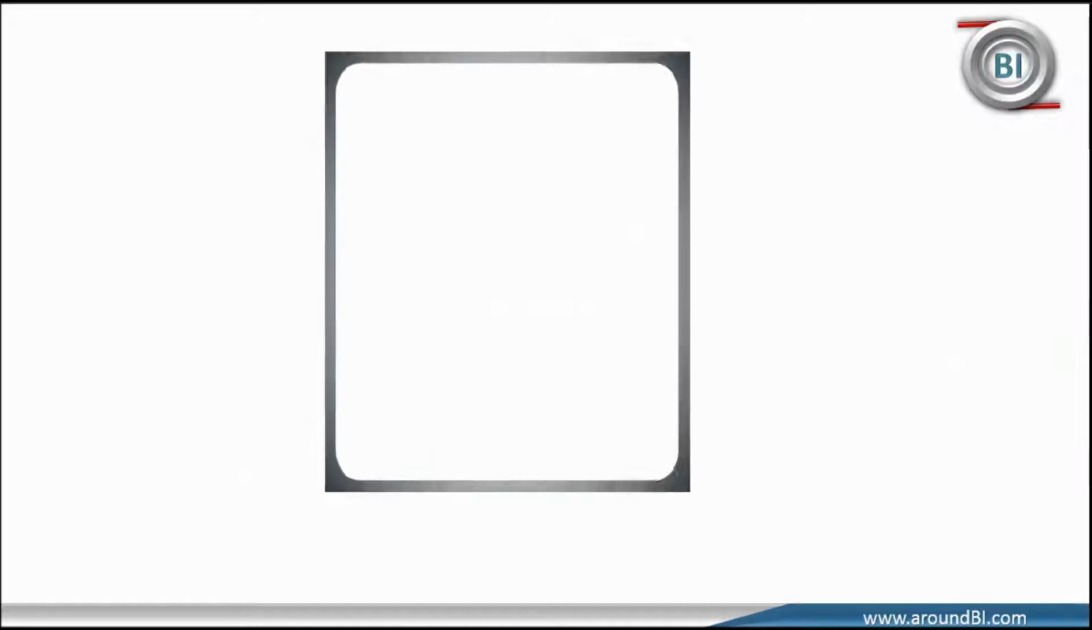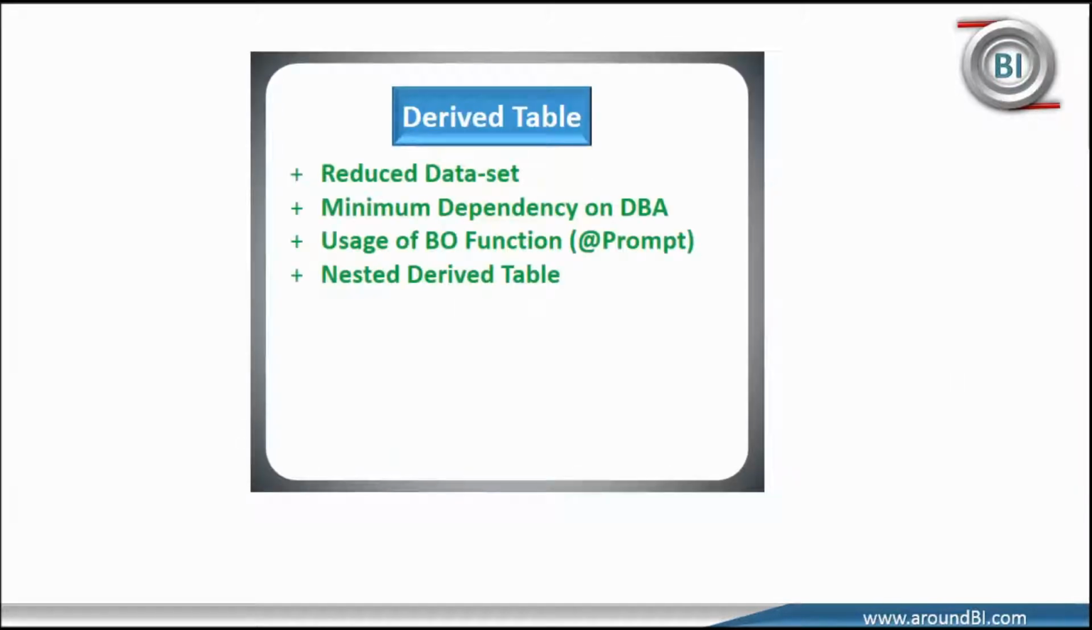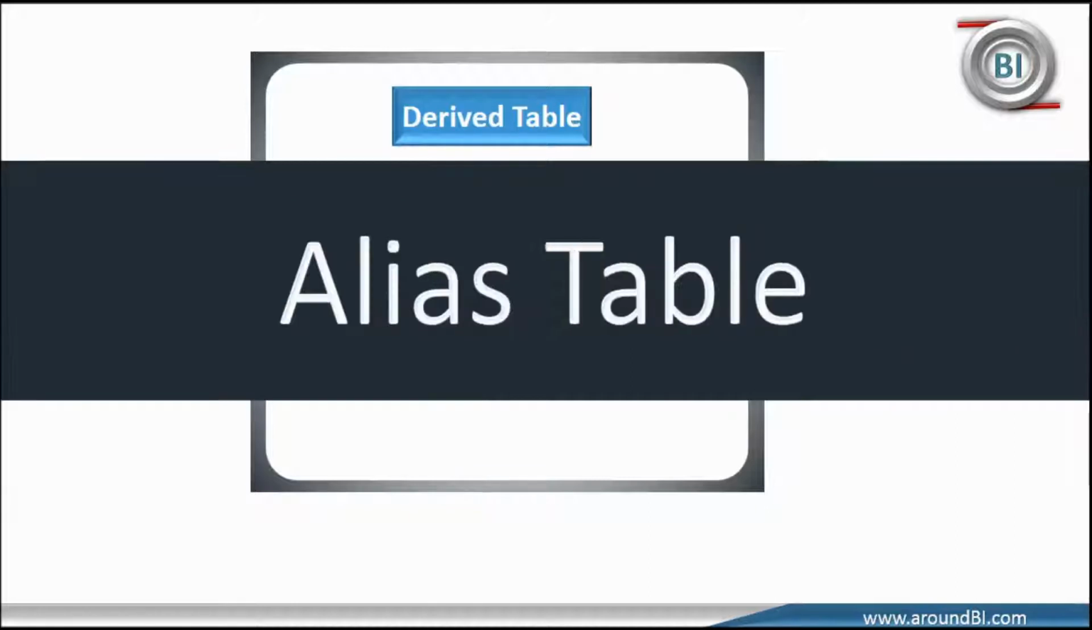Our last tutorial was on derived table. We learned what is derived table and why do we need derived table in BO universe. We also discussed its advantages and disadvantages. In this tutorial, we will talk about another universe element, ALIAS.